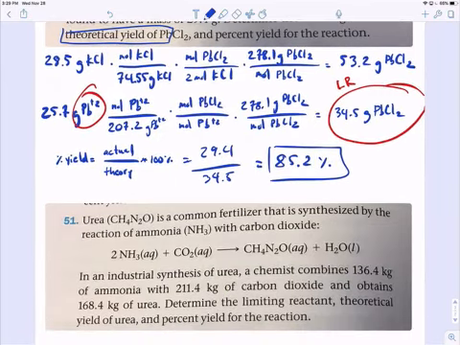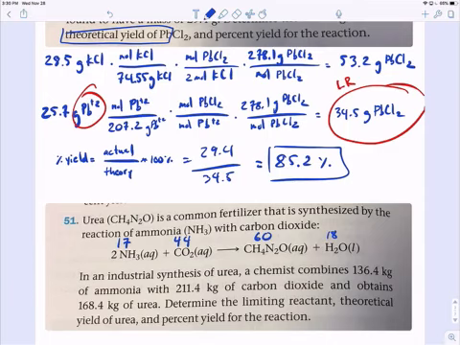And now it's your turn. I will go ahead and give you the molecular weights of this. Ammonia is 17 grams per mole, carbon dioxide is 44, urea is 60, and water is 18.